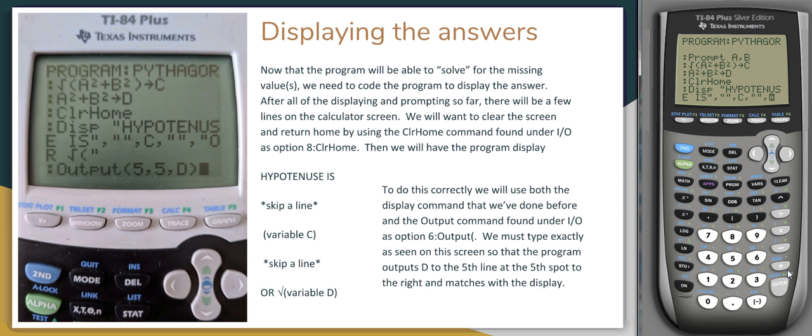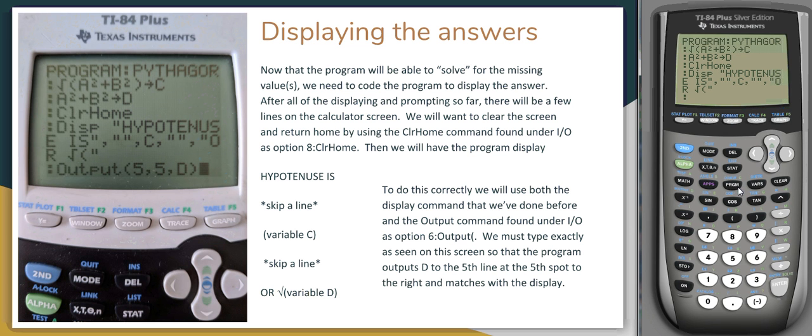We're going to begin again with, or, another way to put it, and I'm going to put in my radical symbol, the square root symbol there. So again, hypotenuse is, blank line, value of C, blank line, or with the square root of, and that should cover it for what we want displayed.